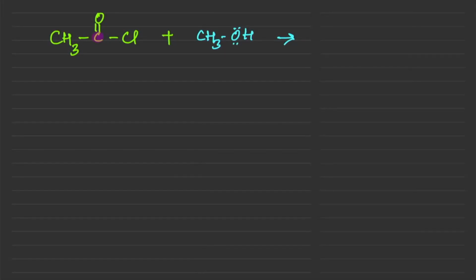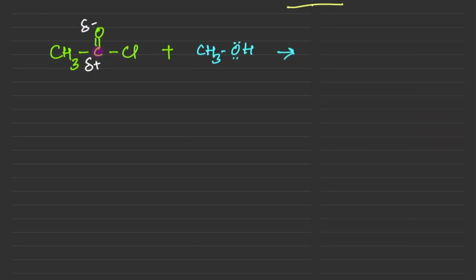Hello everybody. In this video we will look at the reaction of acyl chloride, which is a carboxylic acid derivative, with a nucleophile such as alcohol. So we know that the carbonyl carbon is delta positive and oxygen is delta negative, and this oxygen serves as a nucleophile. Oxygen is our nucleophile, with lone pairs. And the carbon atom right here is delta positive, so that is an electrophile.